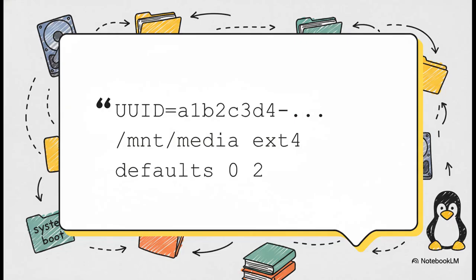All right, time to put it all together. You're going to open /etc/fstab with a text editor, go all the way to the bottom, and add one new line that looks just like this. You just paste in the UUID you copied, then type the mount point we created, the file system type, the word defaults, and finish it off with a 0 and a 2. This one line is all the instruction your system needs.